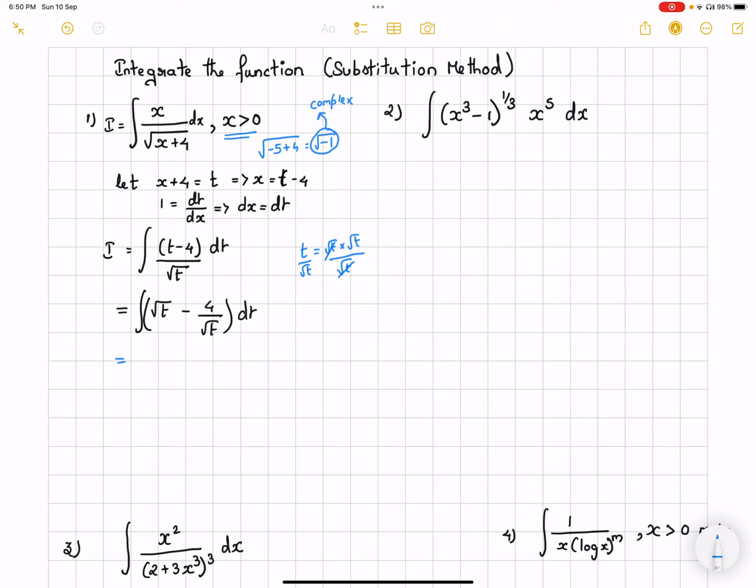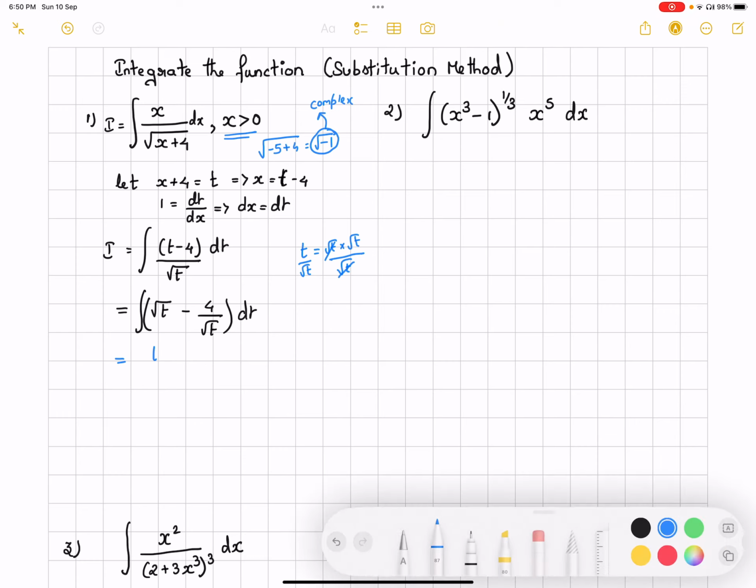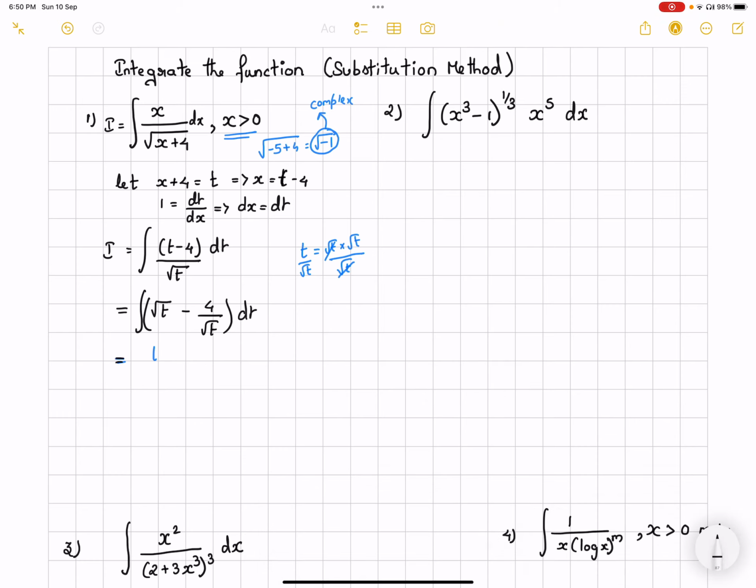t to the power half, when I integrate, I would be getting t to the power 3 by 2 divided by 3 by 2, minus 4 into t to the power minus half, which on integrating gives t to the power minus half plus 1, which is t to the power half, divided by half. Then plus c. The denominator's denominator becomes a numerator, and I would be having 2 by 3 t to the power 3 by 2 minus 8 t to the power half plus c.